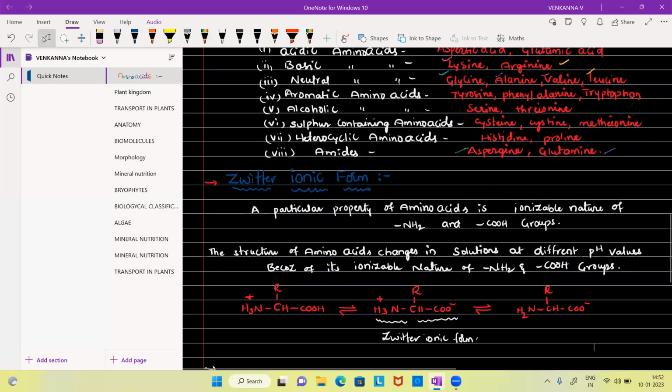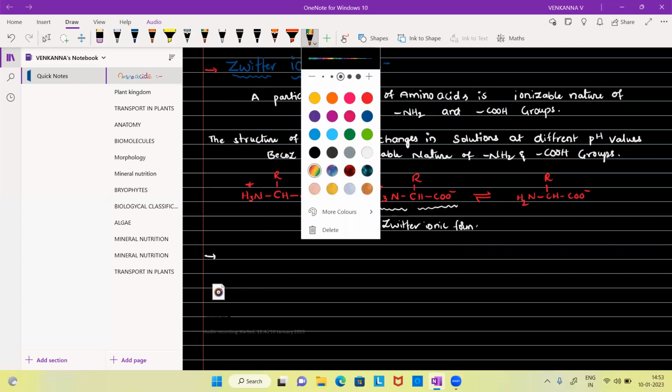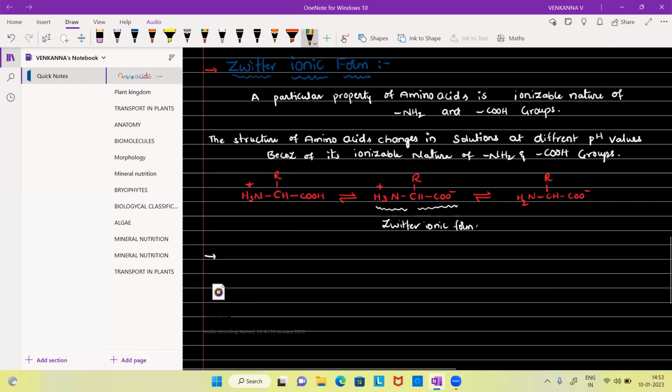One important property of amino acids is the zwitterionic form. This property of amino acids is due to the ionizable nature of the amino group and carboxyl group. The structure of an amino acid changes in solutions at different pH values because of the ionizable nature of the amino group and carboxyl group. Suppose we place an amino acid in a neutral solution, then what happens?